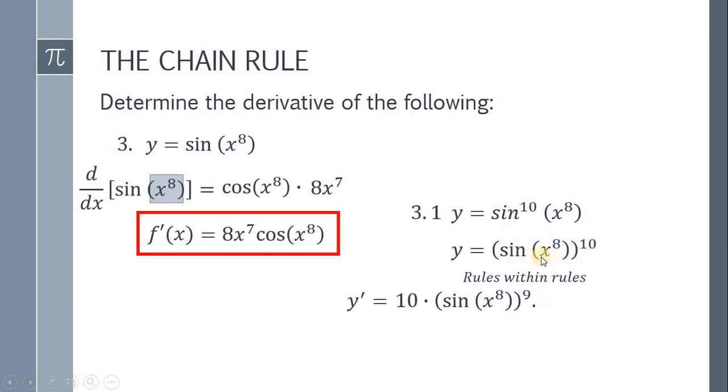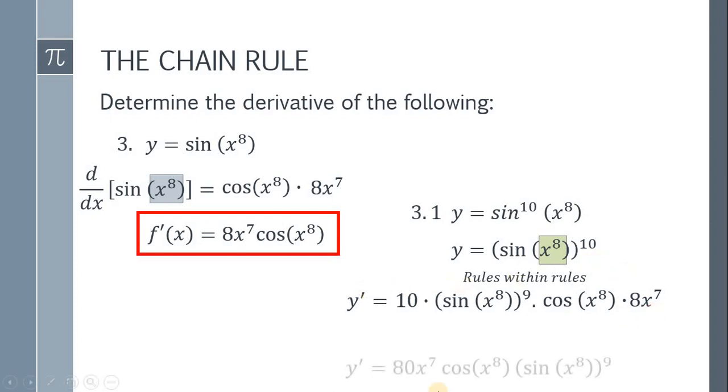Next, i-multiply natin siya sa derivative ng sine of x raised to 8. And we know already na ito ay cosine of x raised to 8. Next, another chain rule, tandaan na meron pa tayong function sa loob ng angle which is x raised to 8. So, mumultiply pa natin siya sa derivative ng x raised to 8 which is 8x raised to 7. So, tingnan mabuti, ito ay rules within rules.